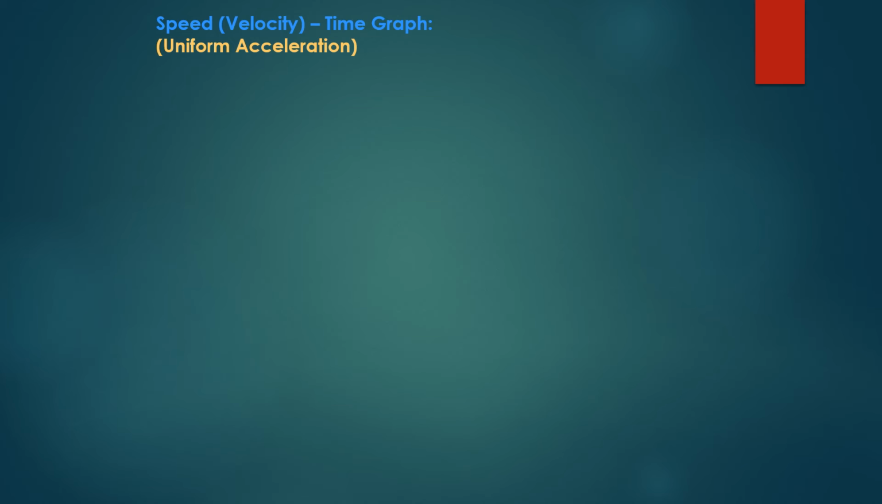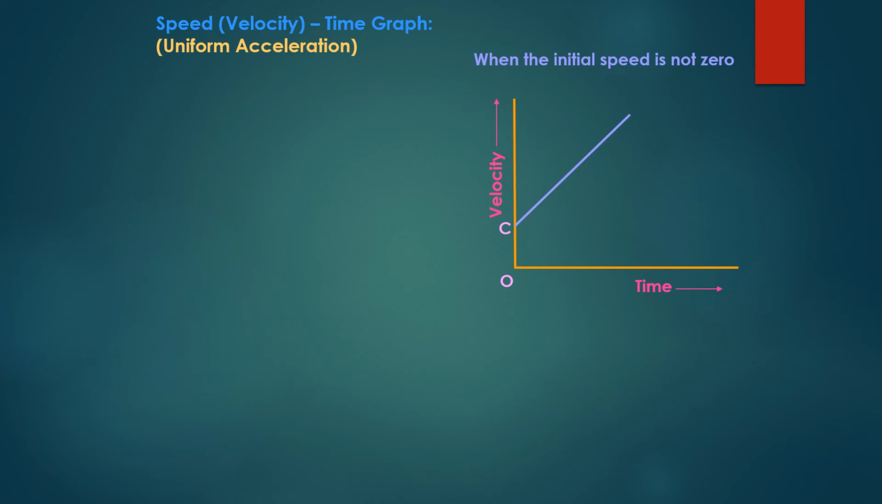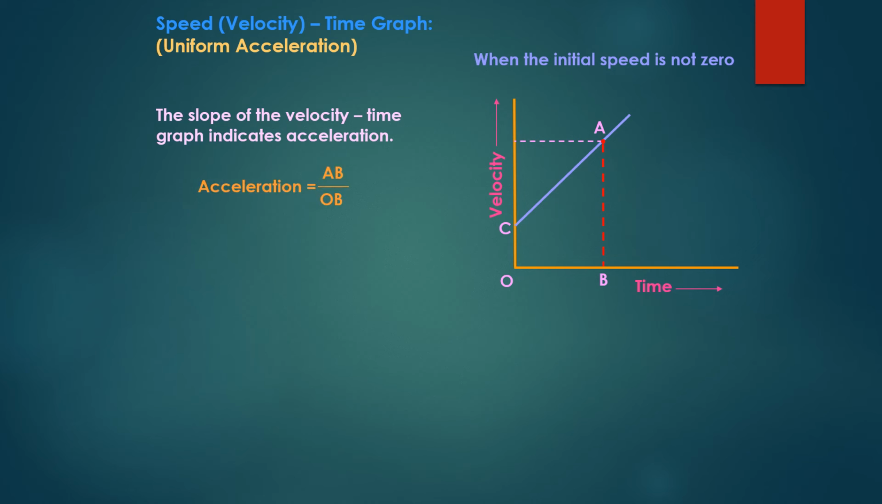Let us look into velocity time graph of uniform acceleration. When speed is not zero, it is starting with c. The initial speed is starting with c. In time from O to B, the slope of the velocity time graph indicates acceleration. Acceleration is AB by OB.